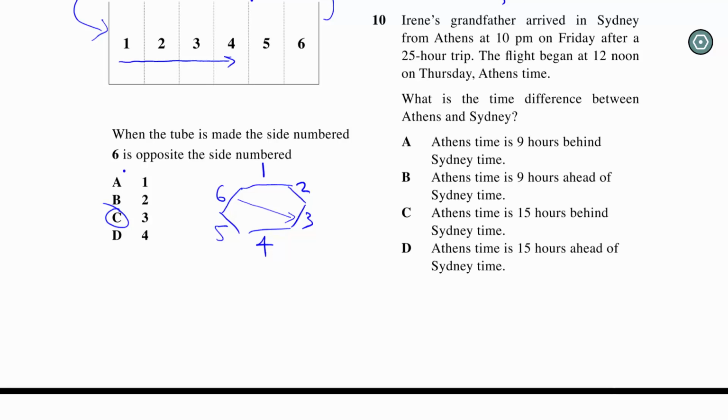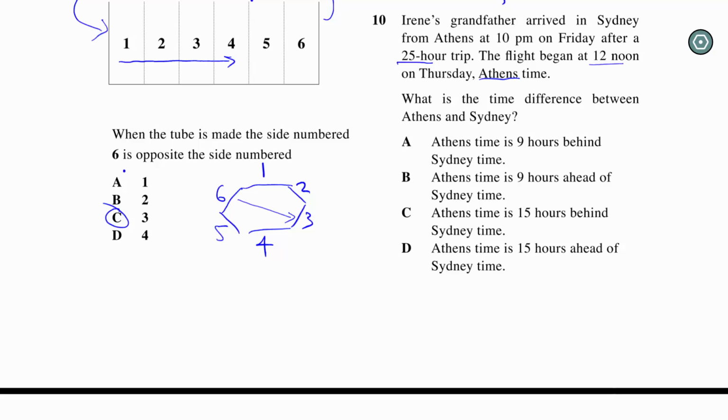Question 10. Irene's grandfather arrived in Sydney from Athens at 10 p.m. on Friday after a 25-hour trip. The flight began at 12 noon on Thursday, Athens time. What is the time difference between Athens and Sydney? Okay, so all we have to do here is calculate the time difference between the two countries. So, first things first, we know that the trip takes 25 hours. And the grandfather left at 12 noon on Thursday, Athens time.